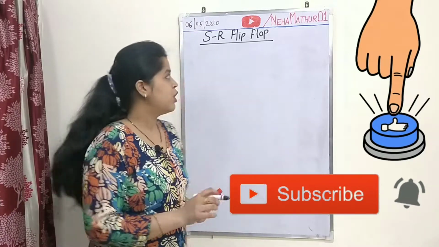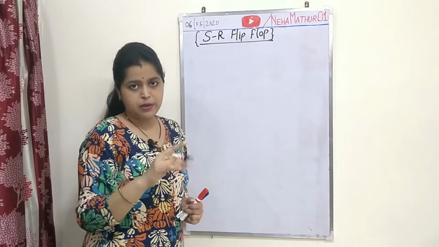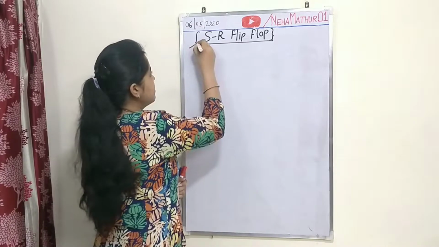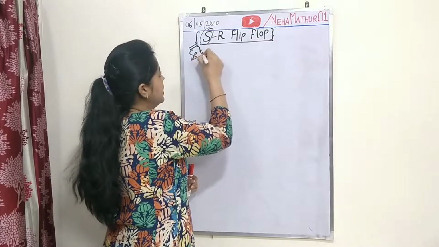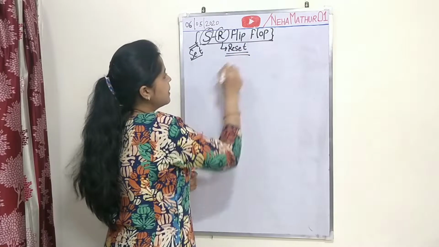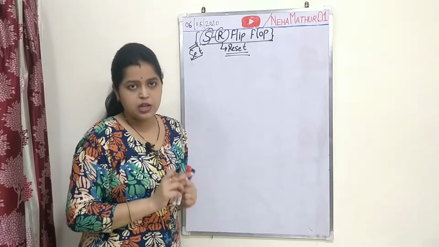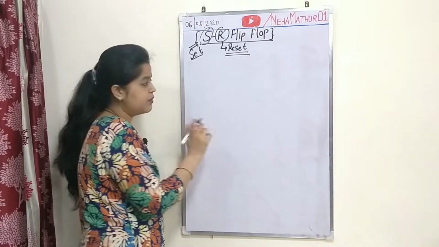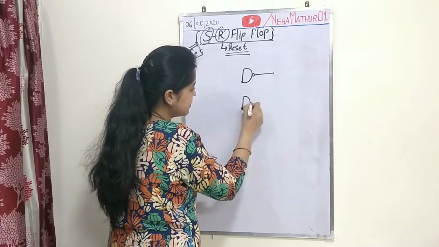Fine. So now we'll start SR flip-flop, which is the first type of flip-flop, besides JK flip-flop, D flip-flop or T flip-flop. In SR flip-flop, S stands for set and R means reset. A flip-flop is basically used to store a single bit of data, so we are going to deal with its circuit diagram, in which you will have 4 NAND gates.